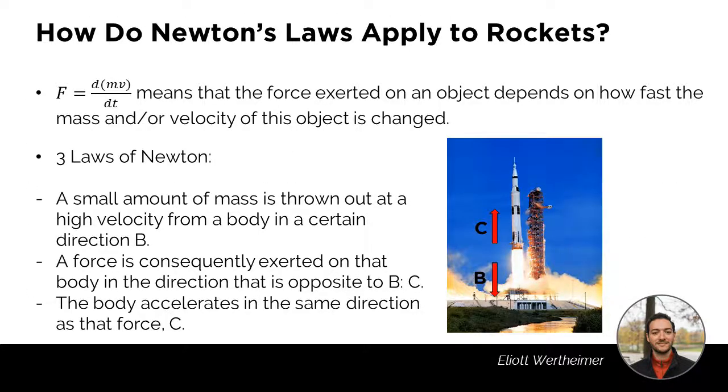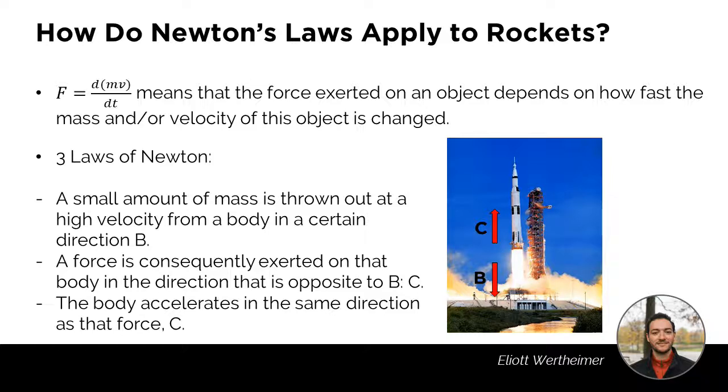So let's look at how the laws of Newton apply to rockets. The equation we just saw, which states that force is equal to the time derivative of linear momentum, essentially means that the force exerted on an object depends on how fast the mass and/or velocity of this object is changed. That's essentially the second law of Newton.